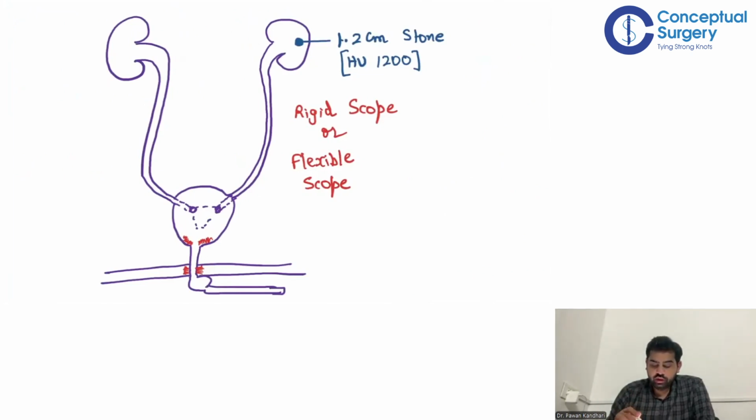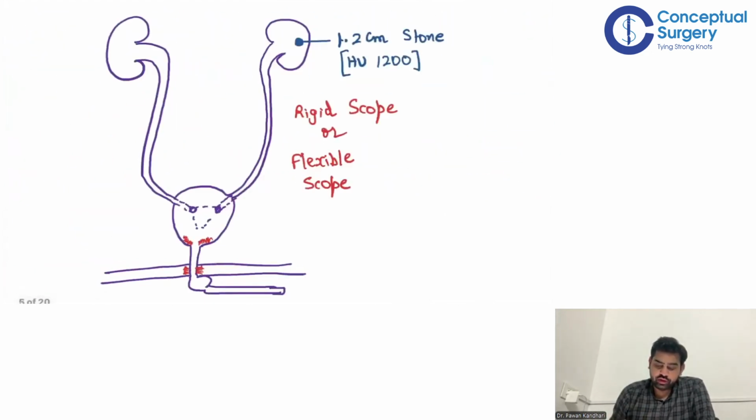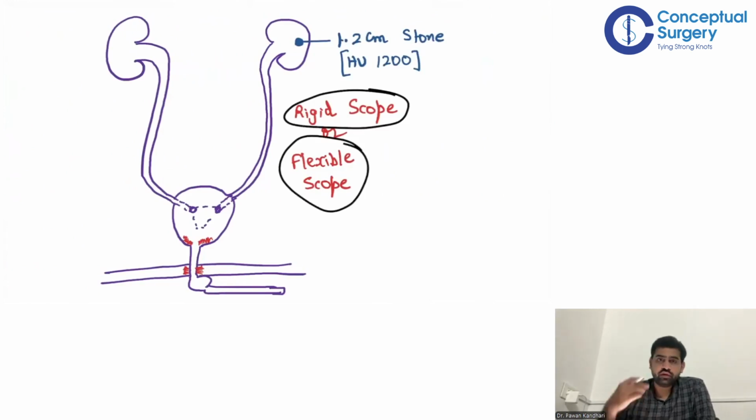Now, what are you going to do in this particular patient? If I ask you whether for the RIRS you would need a rigid scope or a flexible scope, obviously you will need a flexible scope. Why? Because you want to reach the stone. For the ureteric stones, we can use a semi-rigid scope. For the ureter, for the procedure called URS, what we have is a semi-rigid scope.